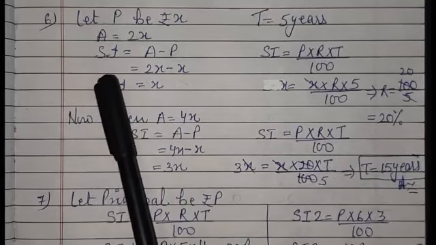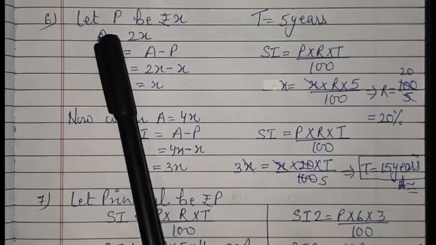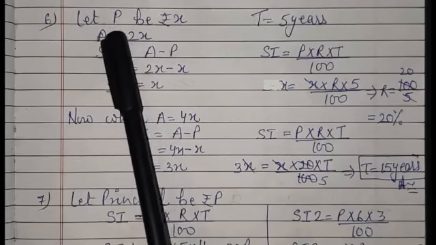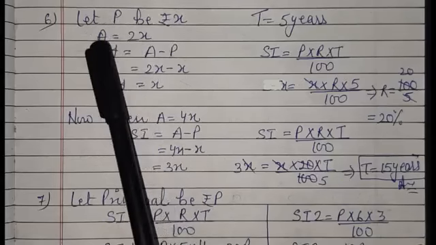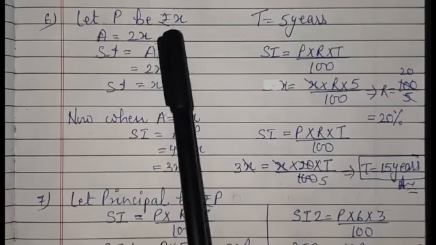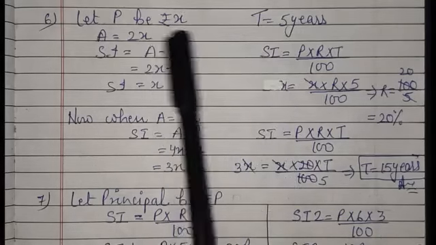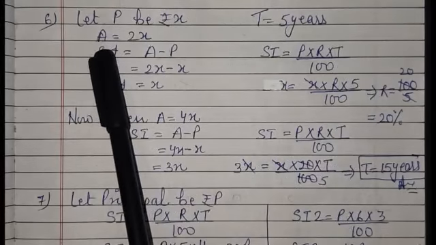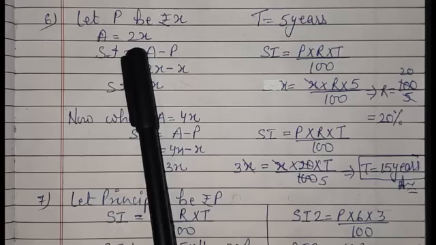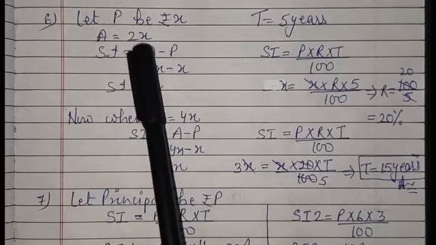A sum of money doubles itself in 5 years. So first we have to let the sum of money, means principal. Sum and principal both are the same. Right? So, let principal be rupees x. They are saying after 5 years it will be double. So that means the amount becomes 2x. Clear? At the end the amount will come, so the amount will be 2x.